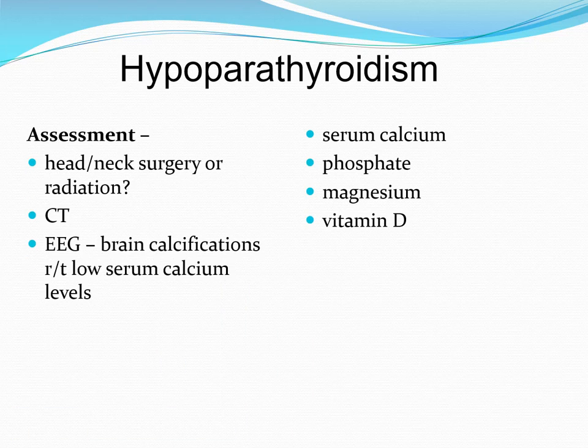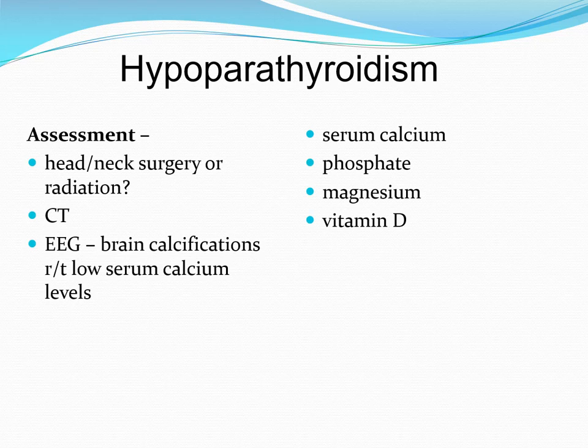Assessment: we need to talk to our patients and ask them about head or neck surgery or radiation, any serious trauma to the neck, strangulation or accident, or any other manifestations. Diagnostics include an EEG or a CT scan, and this will show if there are any brain calcifications, which indicate a chronic hypocalcemia. Serum calcium levels will be decreased, phosphate levels will be increased, and magnesium and vitamin D will also be assessed.